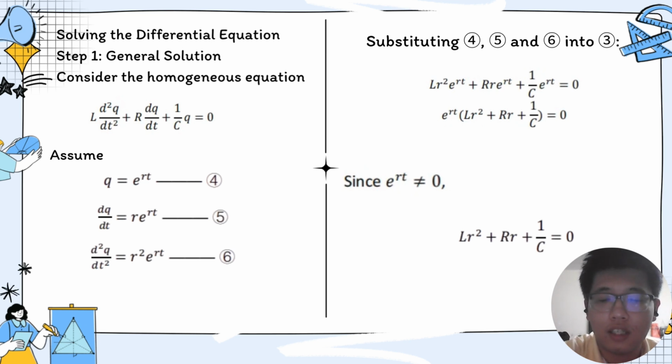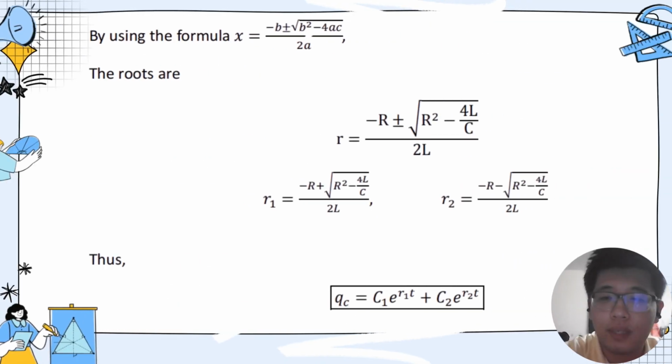We simplify to get e^(rt) in the bracket, L r² plus capital R r plus 1 over C, is equal to 0. Since e^(rt) is not equal to 0, we just consider the remaining part, which is L r² plus R r plus 1 over C is equal to 0. By using the formula x is equal to negative b plus or minus the square root of b² minus 4ac, over 2a, the roots we get are r is equal to negative R plus or minus the square root of R² minus 4L over C, overall over 2L.